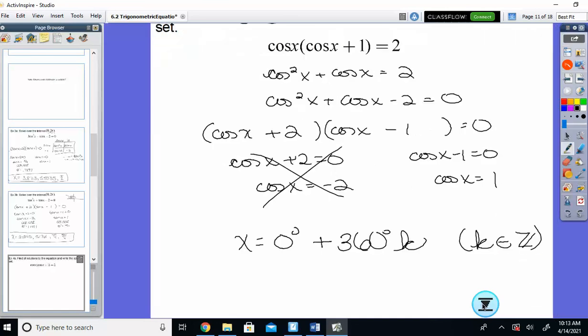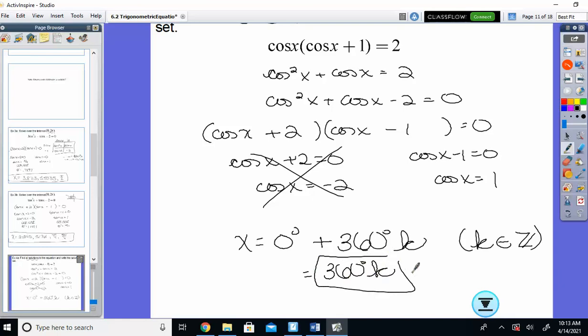This one you could even clean up a little bit. 0 plus anything is just that, so you could even just change this to 360k if you wanted. If you were in radians, you would add 2 pi k to it. So degrees 360k, radians 2 pi k.